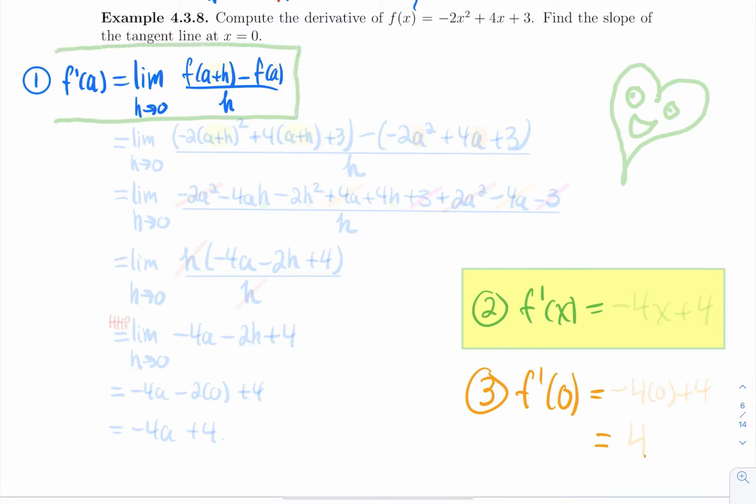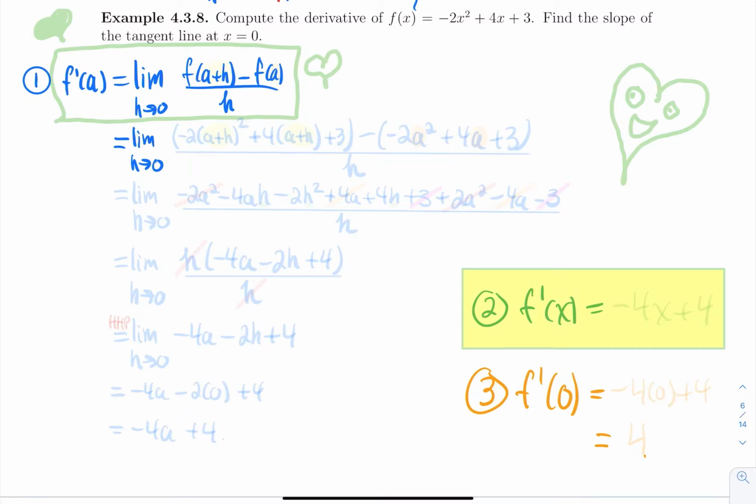So f prime at a is equal to the limit as h goes to 0 of f of a plus h minus f of a over h. Every single solution starts like this. And now the first thing to do is simply to evaluate our function at a plus h and at a and subtract the two. So here we go. So this limit becomes the limit as h approaches 0.